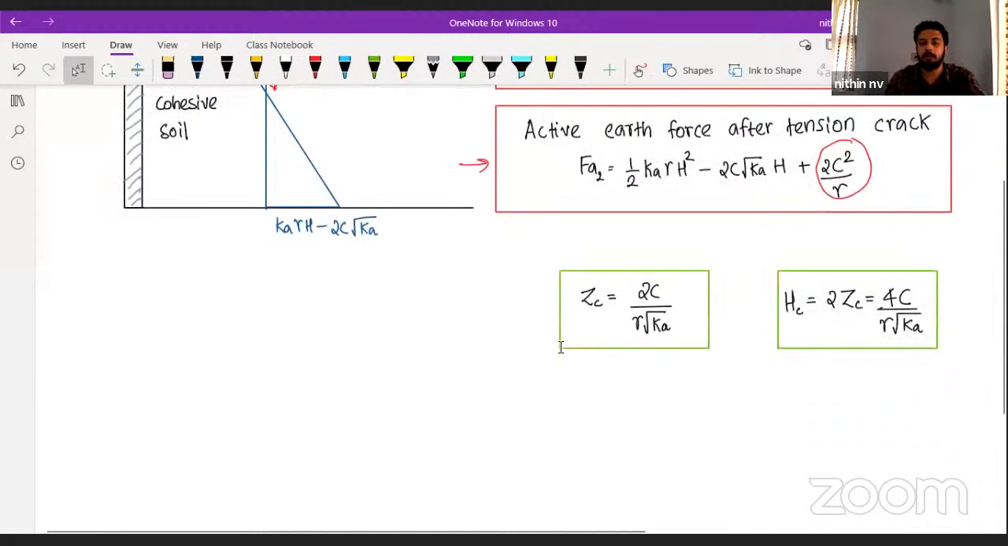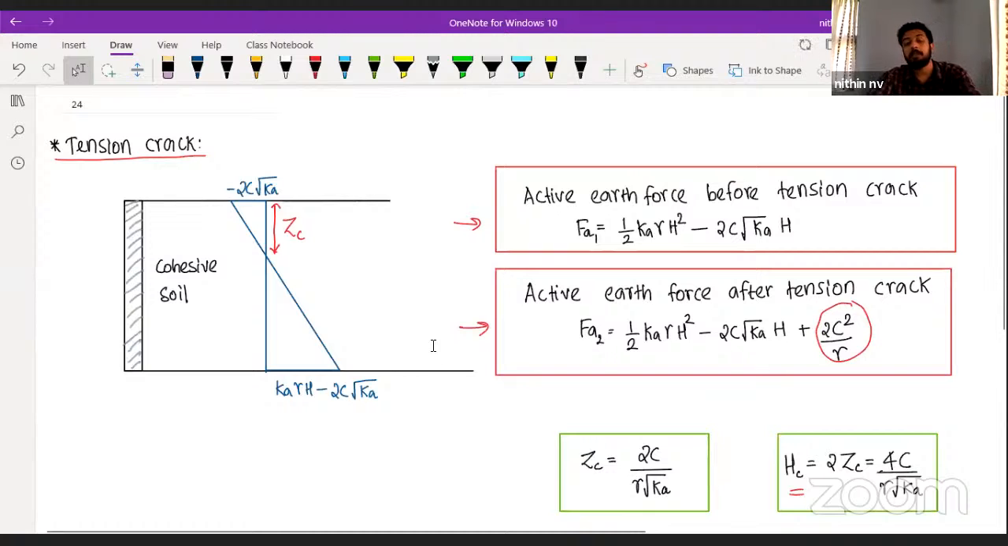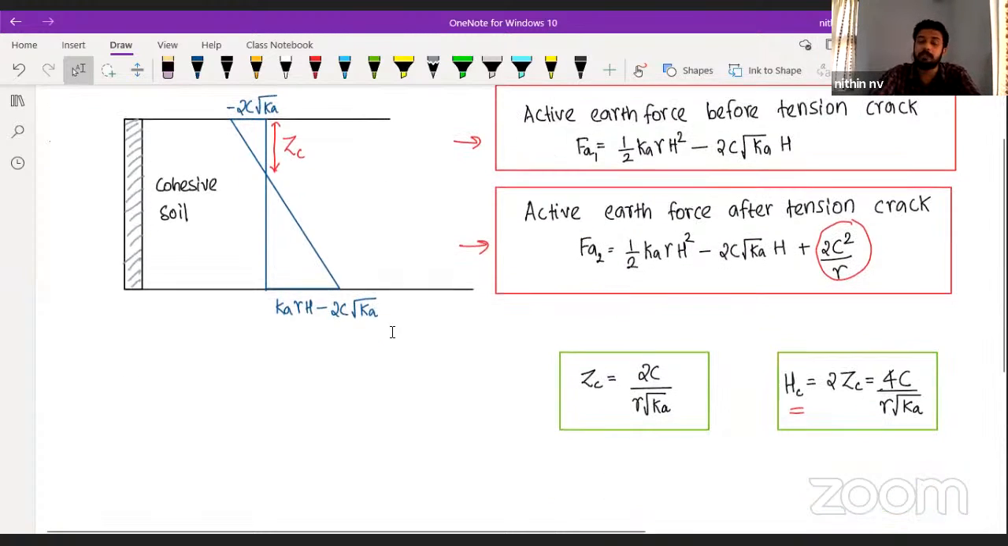And this is what I told you. What is this H actually? What will be the depth of an excavation without any lateral support? It is 2 times this depth of tension crack, so it will come 4c divided by gamma root Ka. So you just check which gamma we have to use. You check it, and you will get the answer.